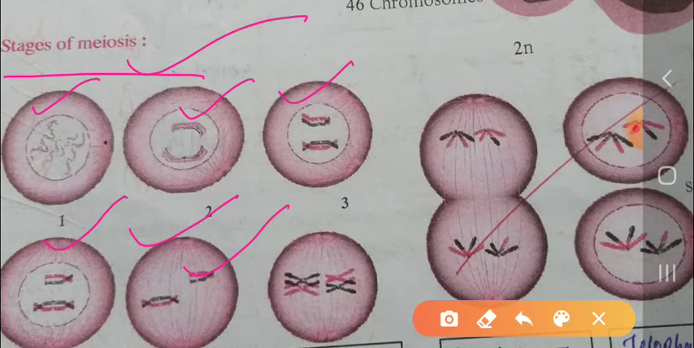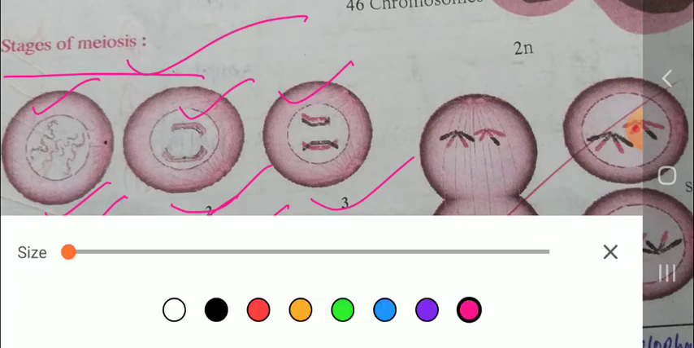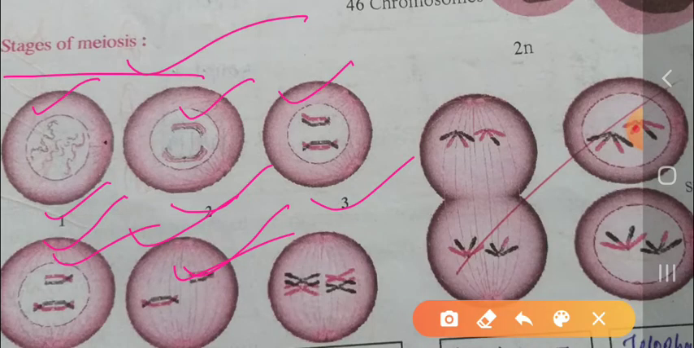Here, this slide 1, 2, 3, 4, 5. These are for prophase 1. And this slide, this one you can see, I will show with a different color. So children, you can see here this slide. This slide is metaphase 1. Here again you can see at the middle place, all the chromosomes get collected.